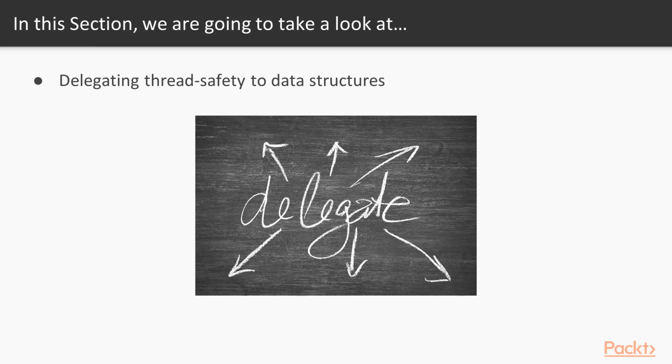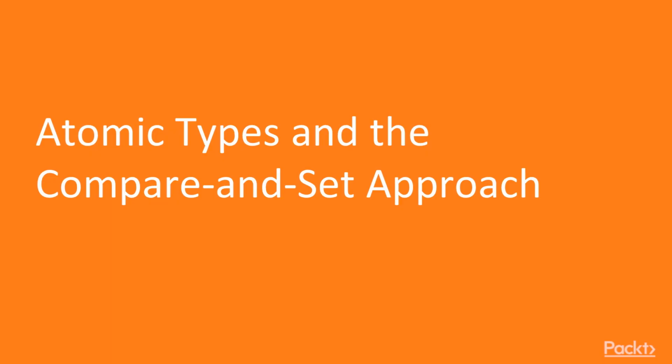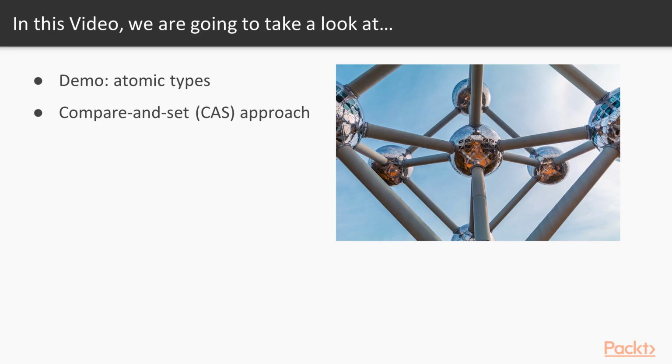It's like Uber for thread safety. All we need to do is to choose the right class. Atomic types and the compare and set approach. And the first in the series of thread-safe data structures is a family of atomic types. We will start with a demo, and after that I will explain the magic, how atomic types work.